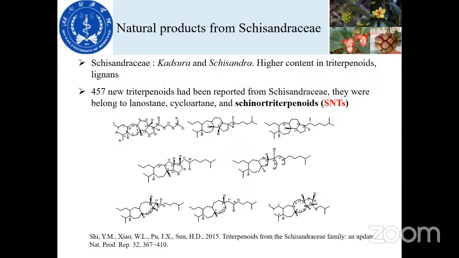In recent years, nearly 500 new terpenoids have been reported from this family, and they all belong to the lanostane, cycloartane, and schinortriterpenoids. Schinortriterpenoids are very special because in the skeleton, the carbon number is 26 to 29, with carbon 18 or carbon 28 lost by decarboxylation. This is the characteristic of some compounds, where some carbon is lost in the skeleton.